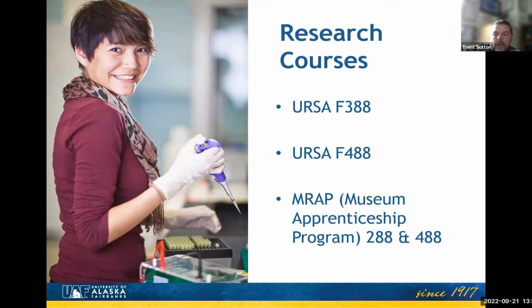If you're interested in working in a museum, maybe you have aspirations to become a curator at some point in time, we have what are called MRAP, which is the Museum Apprenticeship Program courses. There's a 288 and a 488. And again, we can help pair you up with a museum curator. There's a couple of different folks working on various aspects at the museum, ranging from mammals and birds and aquatic organisms to art and a whole number of different things.